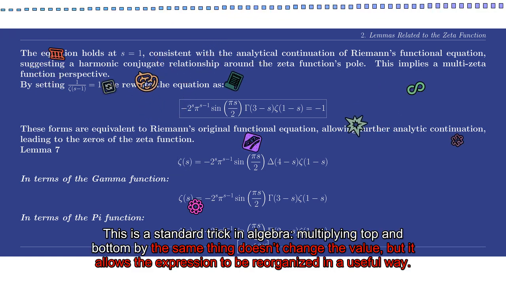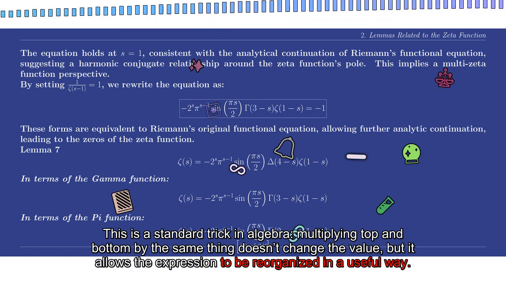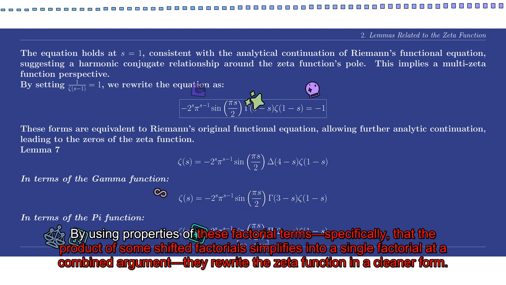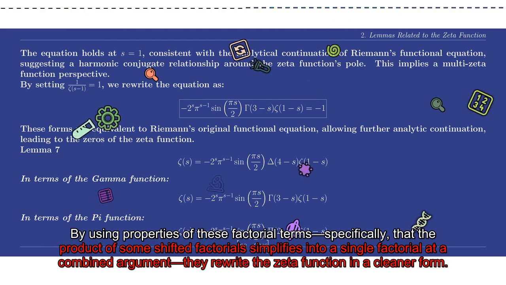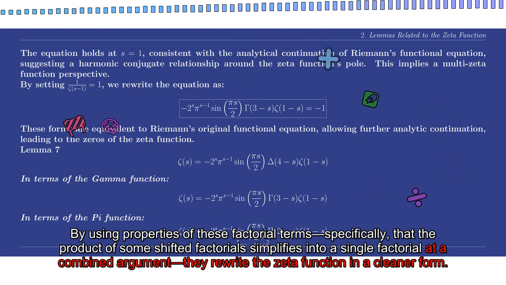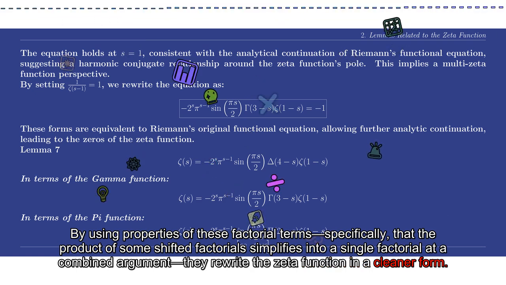Multiplying top and bottom by the same thing doesn't change the value, but it allows the expression to be reorganized in a useful way by using properties of these factorial terms, specifically that the product of some shifted factorials simplifies into a single factorial at a combined argument. They rewrite the zeta function in a cleaner form.